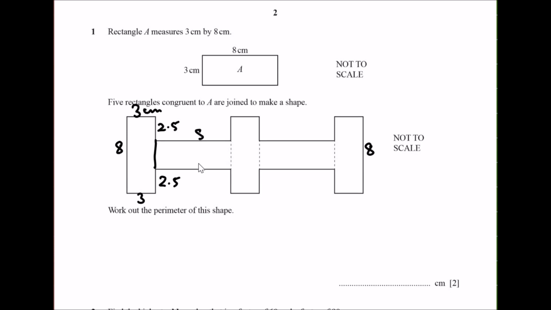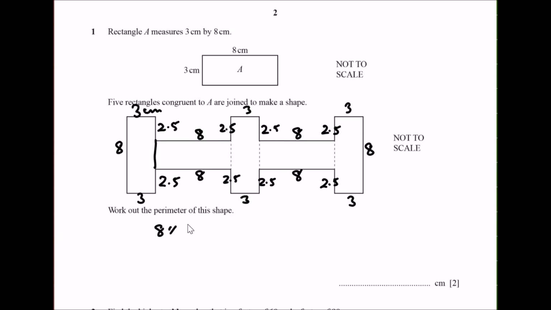Next, this will be 8. This also will be 8. Same way, this is 2.5, 2.5. This is 3. This is 3. This is 2.5. This is 2.5. 8 here. This is also 8. Next is 3. Here 3. So we have written all the sides. Here this is missing, so let's write this is 2.5. This is also 2.5. So if we count them, 8 repeated 6 times.